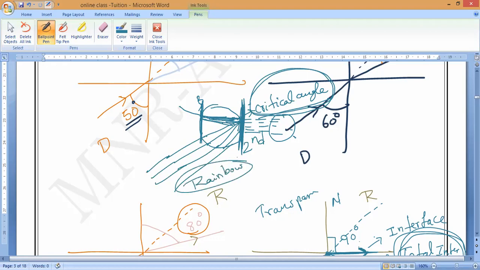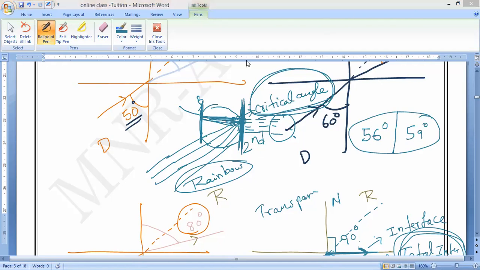If you go to higher classes, plus one, plus two, or specialization in physics, we will study critical angle further. For now, I am telling you that the critical angle for the formation of a rainbow is between 56 and 59 degrees. On normal days, even though rain is coming and the sunlight is there, most of the time we will never see a rainbow. Have you seen, guys? Yes, sir.